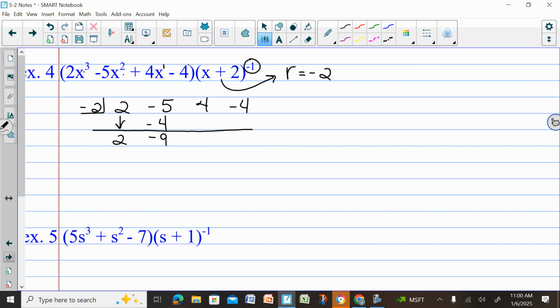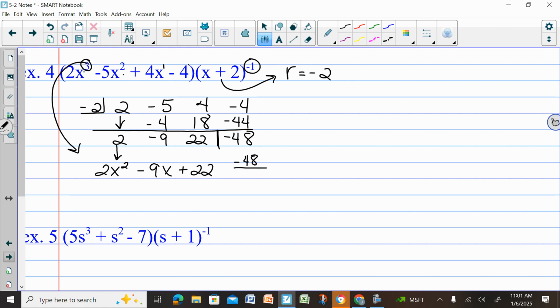-2 times -9 is 18. 18 plus 4 is 22. -2 times 22 is -44. That gives me -48. So there's that little line there to show my remainder. I started with degree 3. So then this 2 represents degree 2. We always step it down 1. So 2x squared minus 9x plus 22. And then how we're going to write our remainder is -48 over what we were dividing by, x plus 2.